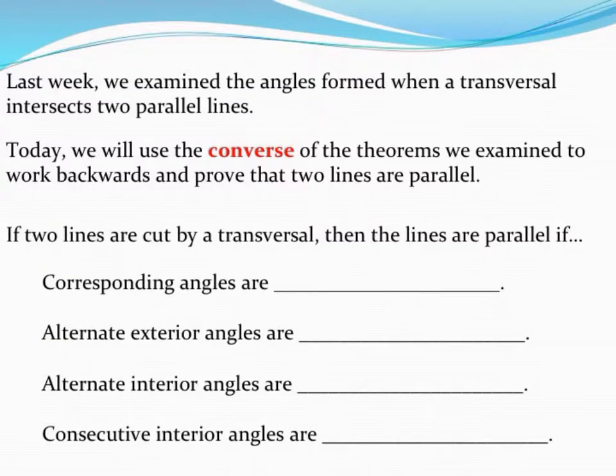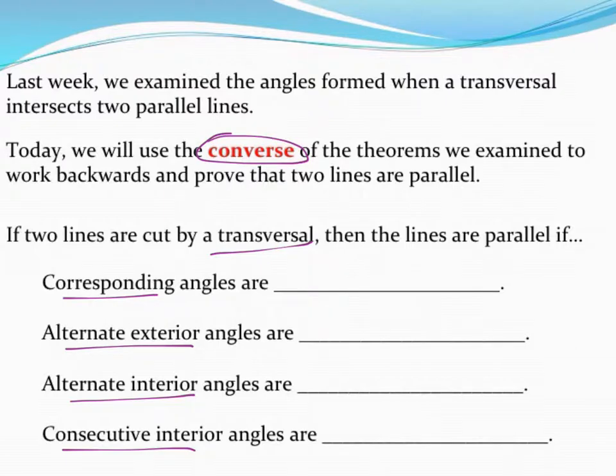We have four different ways that we can prove that two lines are parallel to each other, and to do that we're going to use our transversals again. And we're also going to use the same angles we've talked about before: corresponding angles, alternate exterior, alternate interior, and consecutive interior angles. And to do that we're just going to take the converse, the if-then statements we learned before, and flip them around to prove this.